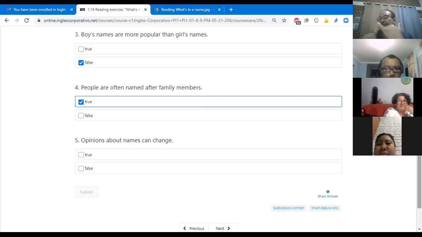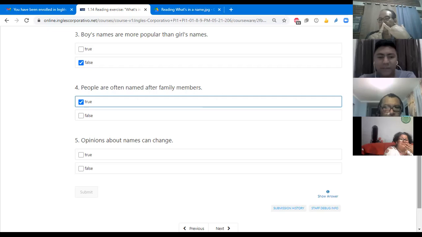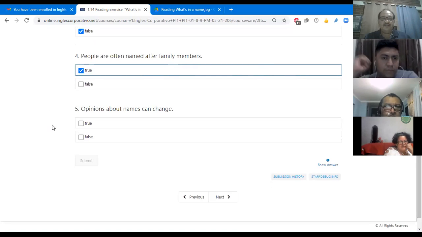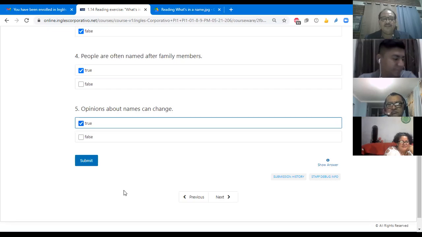Eugenia too. Okay. So you have, for example, your grandmother, your mother, you, and your niece. Four generations. Yes. Okay, that's what I was telling you. This also happens. These are like traditions that you have to do as a heritage, como herencia, right? Heritage too. Opinions about names can change, true or false? True. Because a name that in this moment is popular, probably after it will be unpopular. And vice versa, a name that in this moment is unpopular, in the future will probably be popular.